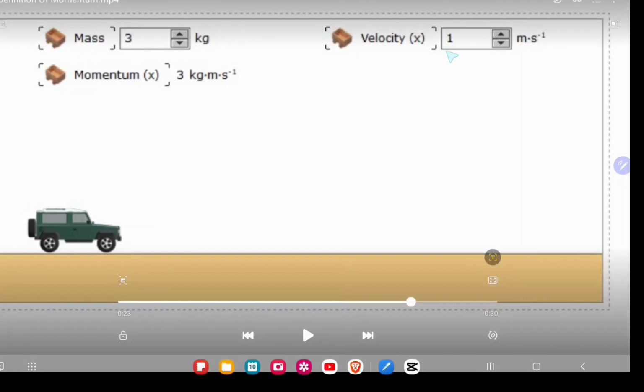Now, decreasing the velocity to 1 here, and the mass is equal to 3, the linear momentum equal to 3 kilogram meter per second. As we can see here, linear momentum is directly related with the mass and velocity. Now, changing the velocity will be directly correlated with changing the linear momentum, and modifying the mass will also modify the linear momentum.